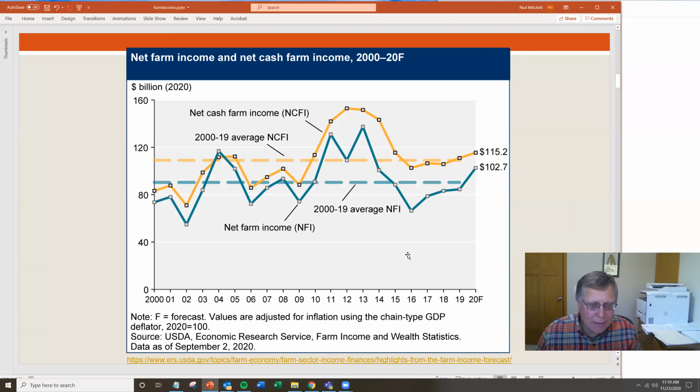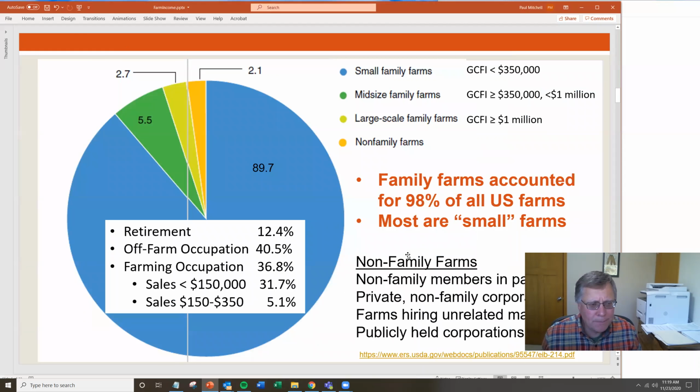Well, what I want to think about now is looking at the distribution around this aggregate or these average returns per farm. But before we do that, we've got those 2 million farms. I want to think about what they are like and what the different types are. These are the USDA data, and again, the link is there at the bottom.